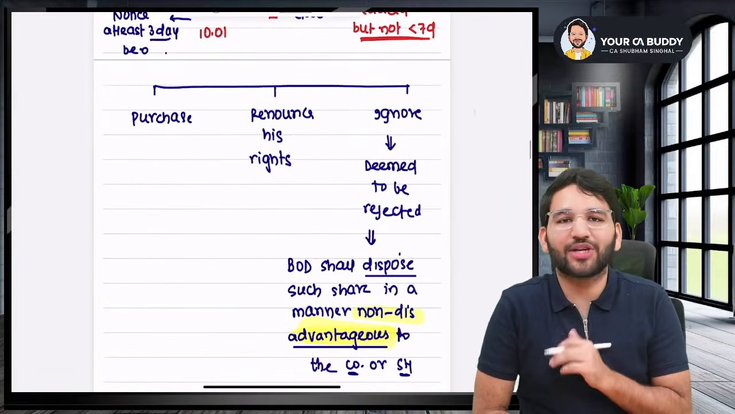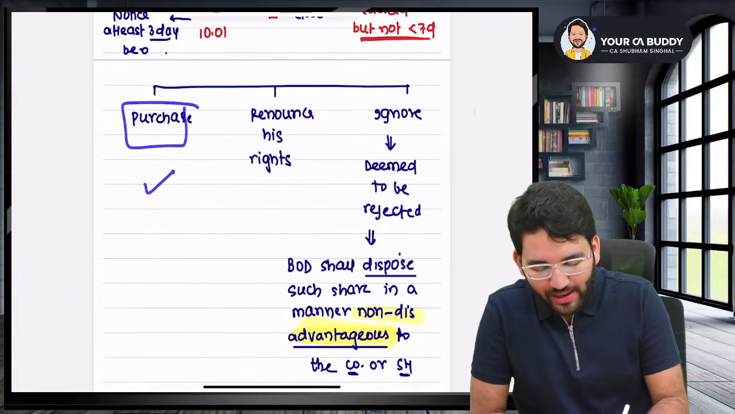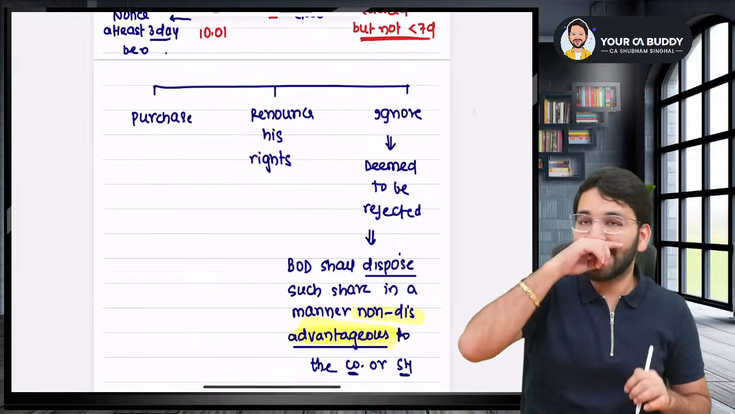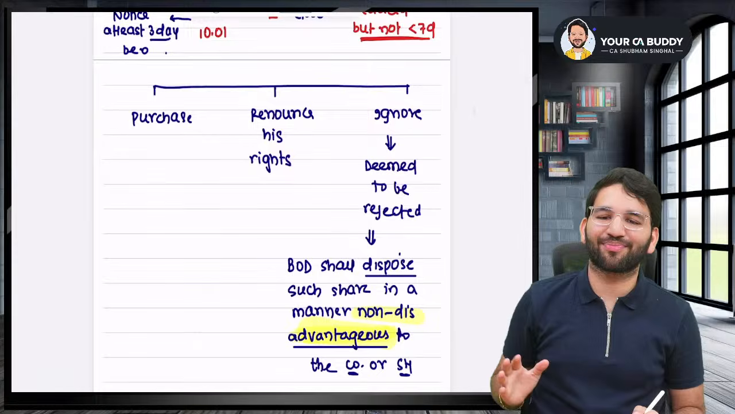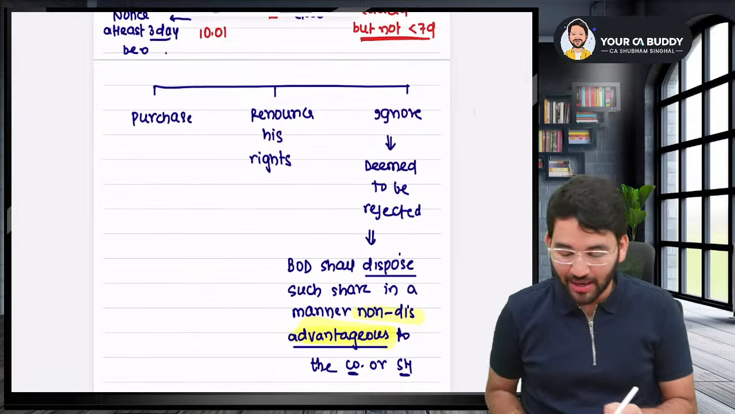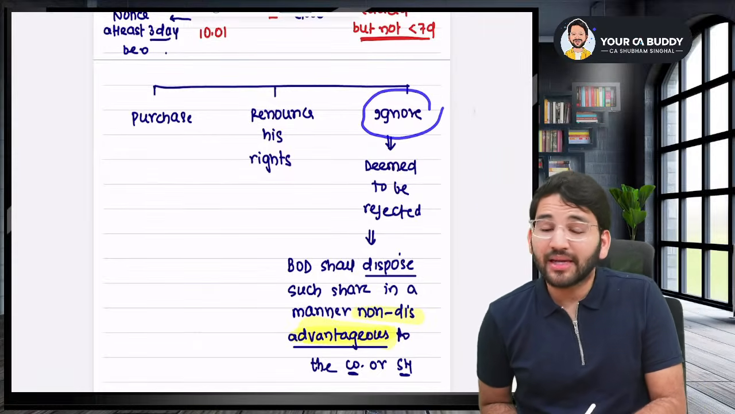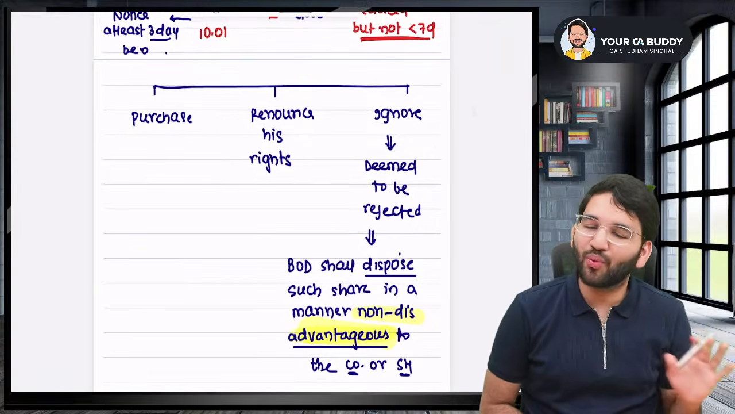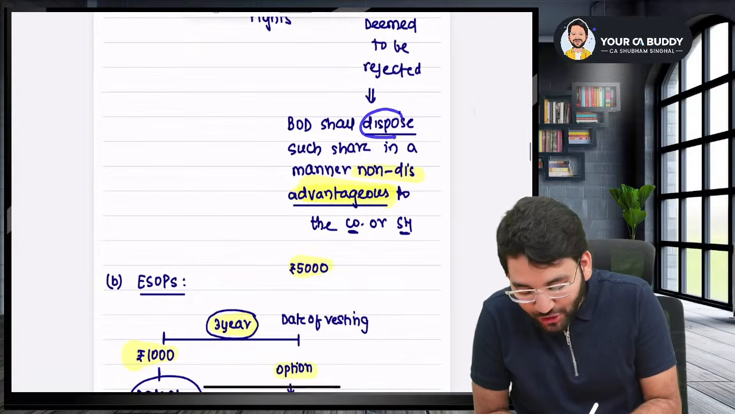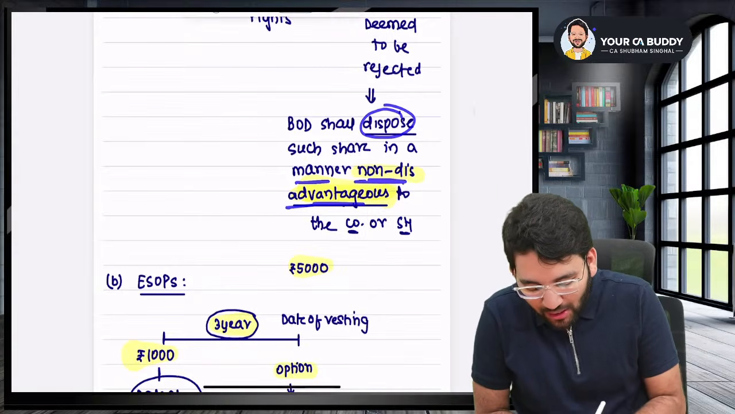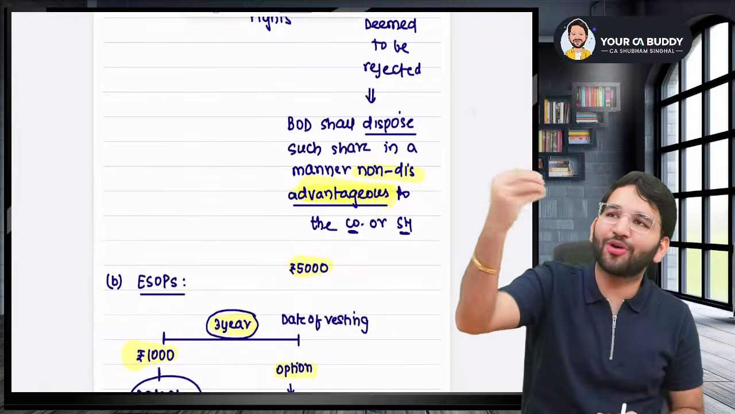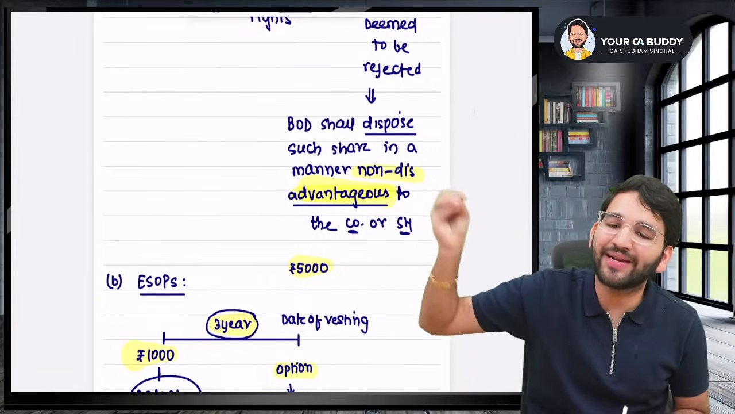After that, guys, what can the shareholder do? Either the shareholder will go ahead and purchase, or the shareholder has the option to renounce. Renounce means he can transfer his rights to someone else, or he can just ignore. Sir, if there is no reply from the shareholder, it will be deemed to be rejected, meaning they don't want the shares. And in that case, the board shall dispose of such shares in a manner not disadvantageous to the company or shareholder. Now it is on the board.